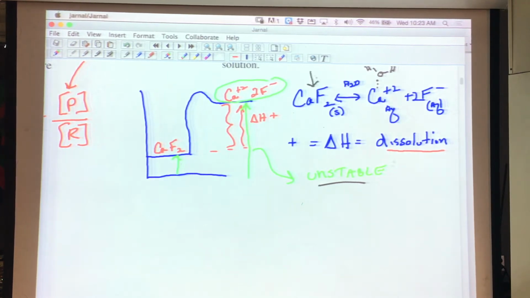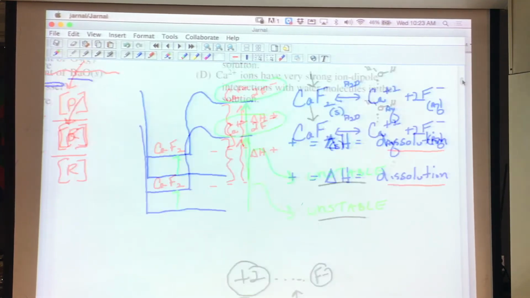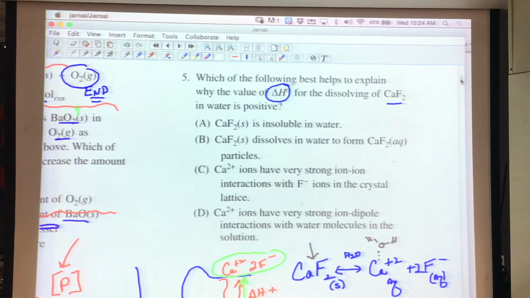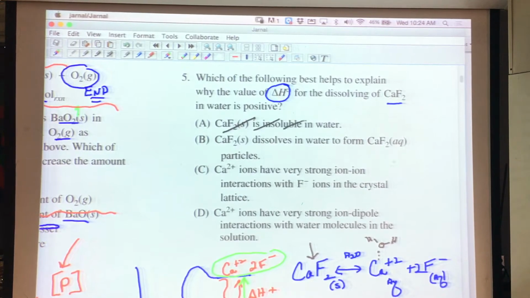attractions between the salt. What's the charge of calcium? What's the charge of calcium? Plus 2. Hello. What's the coulombic attraction of that? And F, isn't F a pretty small element? Now it does get bigger when it gains an electron, but still it starts out pretty small. So there's going to be a high attraction. So the answer to this question, if you look at the choices, CF is insoluble in water. Okay, that doesn't tell you anything about the delta H. Dissolving in water, that could be exo or endo, so that makes no sense.